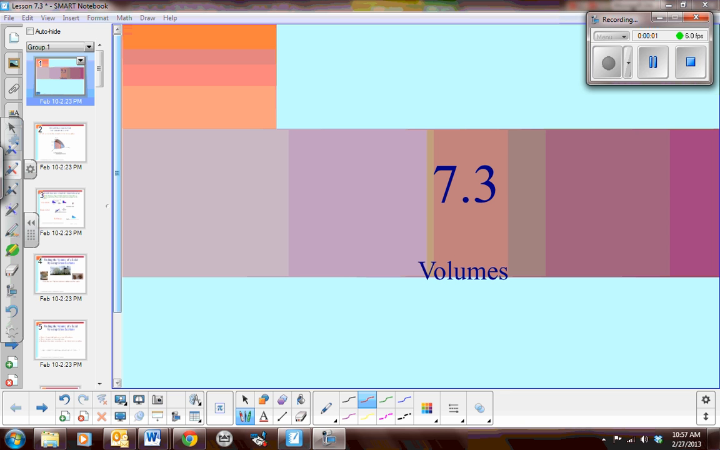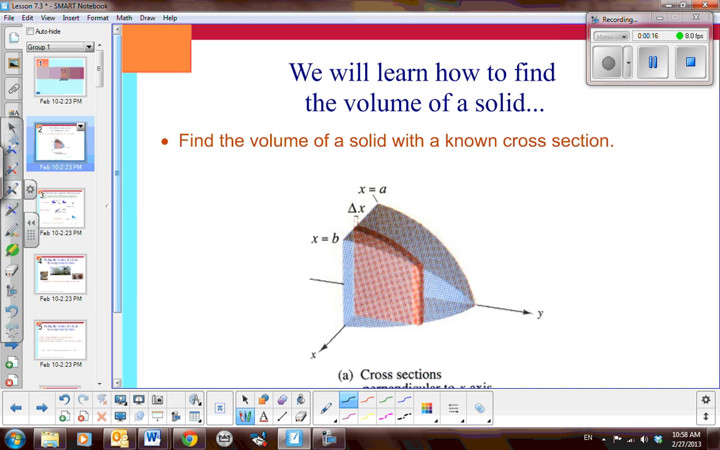Well, here we are on the last section of the last chapter for the last moment in this AP Calculus course. Exciting times. So for this section, we are going to talk about how to use our calculus skills to be able to find the volume of solids.